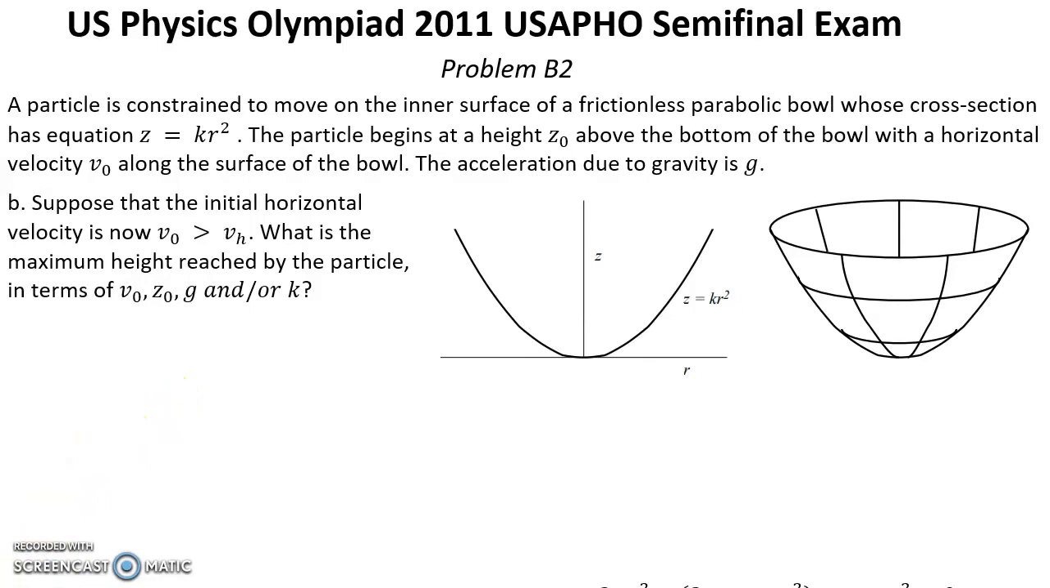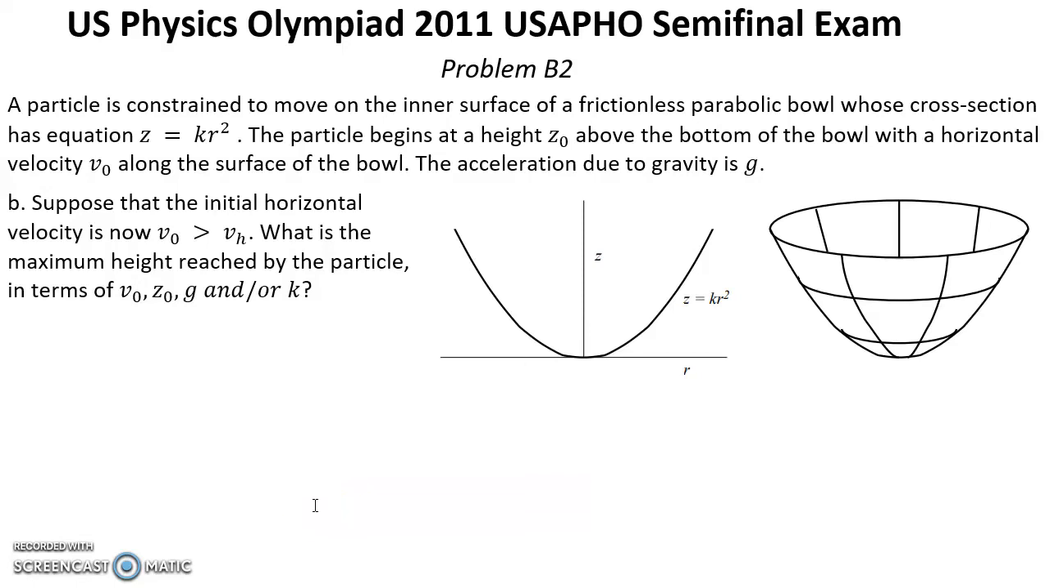Question B. Suppose that the initial horizontal velocity is now v0 greater than vh. What is the maximum height reached by the particle in terms of v0, z0, g, and or k? Solution. In this part, we can use energy conservation and angular momentum conservation, because there are no forces which can change the angular momentum.